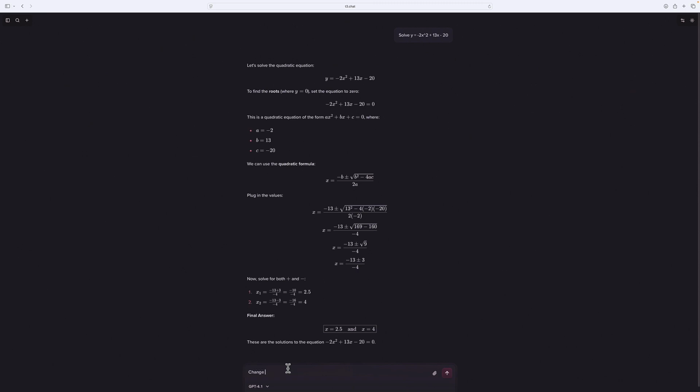Change answers to fractions. Okay, let's see if it does that. And yes, it does. 5 over 2 or 4 over 1, right? Some teachers want the fraction answer.